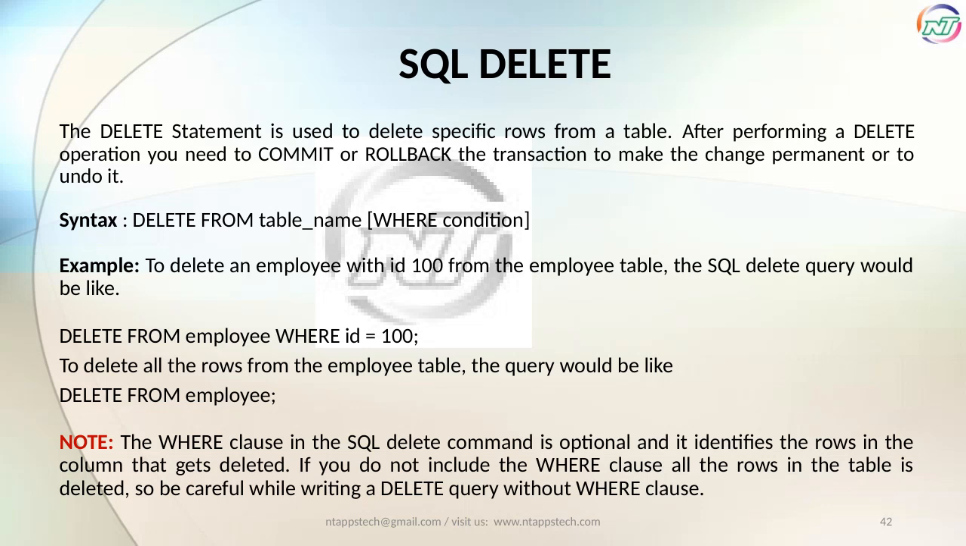For example, to delete an employee with the ID of 100, you would write delete from employee where ID equal to 100. If you leave out the where clause, all rows in the table will be deleted. So it's important to be careful with that.